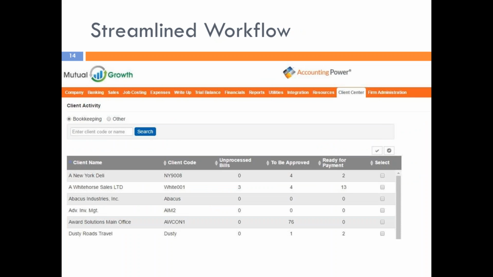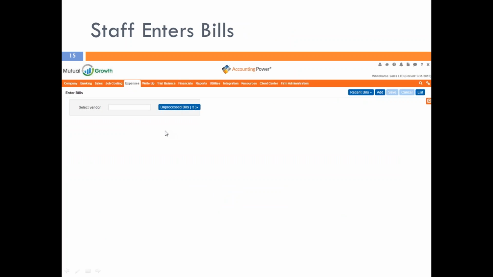Now I'm going to show you quickly how the client activity screen works and how it can help you follow the workflow through. So in this case, as one of your staff members or yourself comes into the system, you see the unprocessed bills. You can click on the heading, so the ones with the most unprocessed bills would be there at the top. It'll sort according to that. But anyway, I see that Whitehorse Sales has 3 unprocessed bills. Knowing this, now I go into Expenses, Enter Bills. I'll see here that there's 3 unprocessed bills.